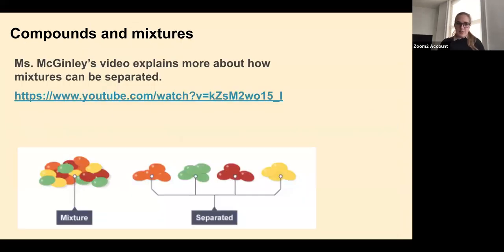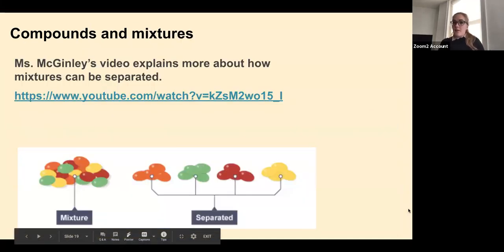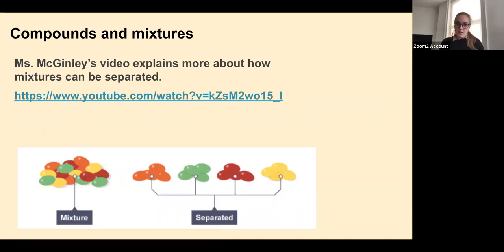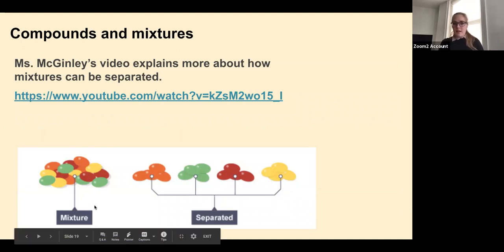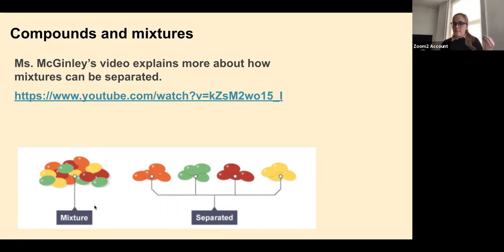All right, so like I was saying earlier, mixtures can be easily separated, whereas compounds cannot. So for example, if you've got a mixture of some kind of candies, you can separate out all the different colors of the candies because it's a mixture and not a compound. So Ms. McGinley has made a video for this week explaining more about how a mixture of water with some different substances in it could be separated out. So you guys can watch her video and do your own practical investigation on the separation of mixtures.